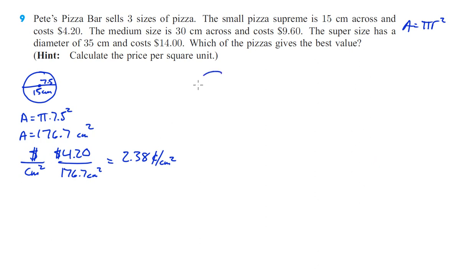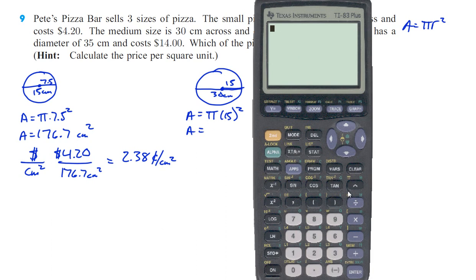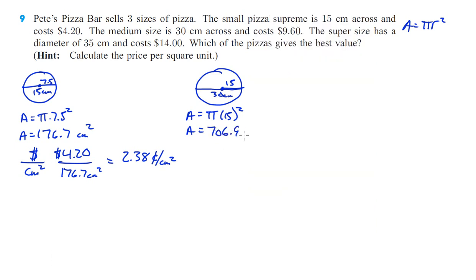For the medium, a little bit bigger, this one is 30 centimeters across. So if that's 30, then we know that half of that is 15. So we'll do area equals pi times 15 squared to figure out the total area of that one. Pi times 15 squared gives us 706.9 square centimeters, and that costs $9.60.